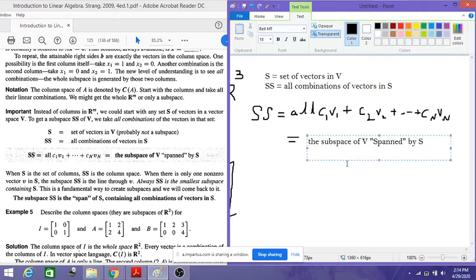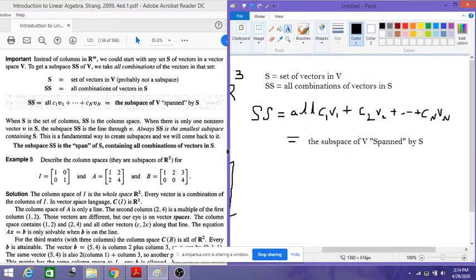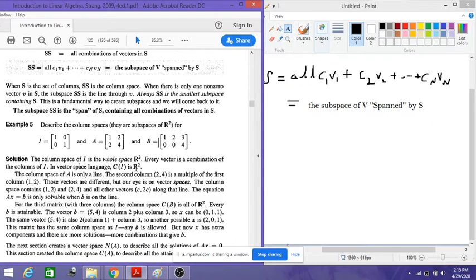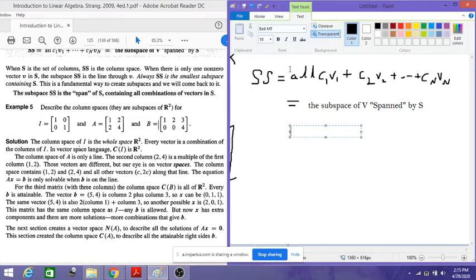Where there is only one non-zero vector V in S, the subspace SS is the line through V. And always SS is the smallest subspace containing S. So these are a few definitions of the space and the subspaces. I'll repeat again: always SS is the smallest subspace containing S. So let us take one example here that we have defined. Let us take an identity matrix.